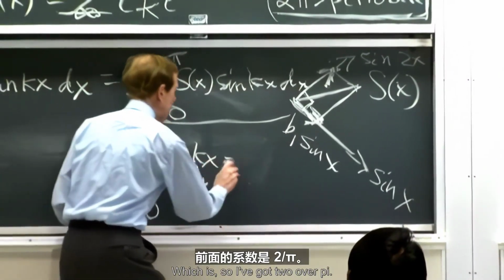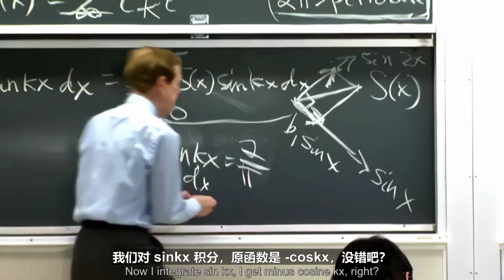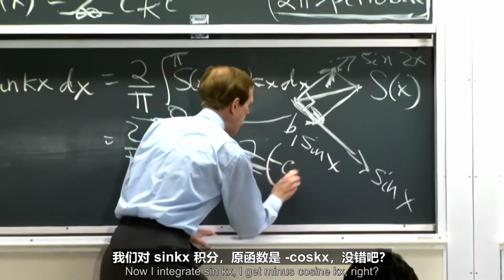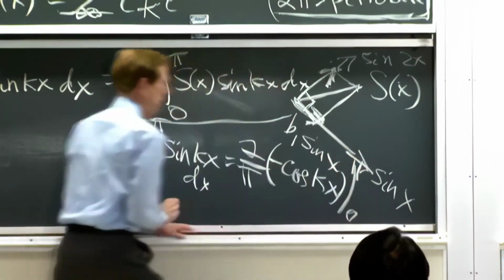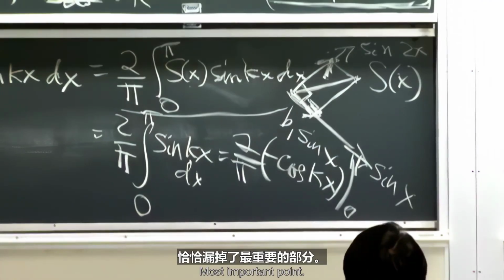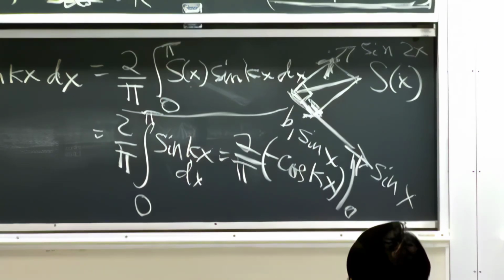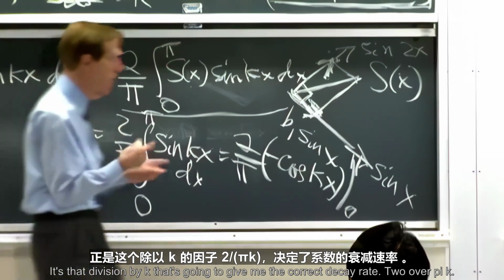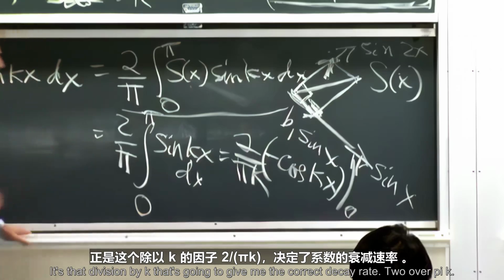right? So I've got 2 over pi. Now I integrate sine kx, I get minus cosine kx, right? Between 0 and pi. And what else? What have I forgotten? Most important point. The integral of sine kx is not minus cosine kx. I have to divide by k. It's that division by k that's going to give me the correct decay rate. 2 over pi k.